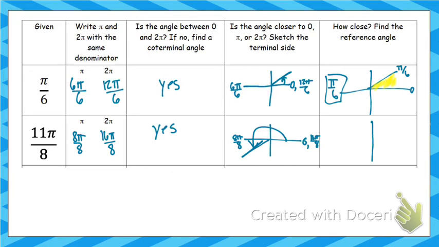Now let's find our reference angle. So again, the distance between the x-axis, this is 8 pi over 8. This is 11 pi over 8. So the distance between there is 3 pi over 8. That's my reference angle.